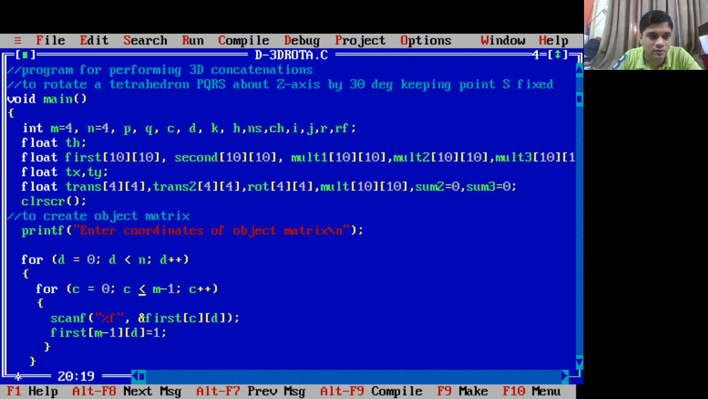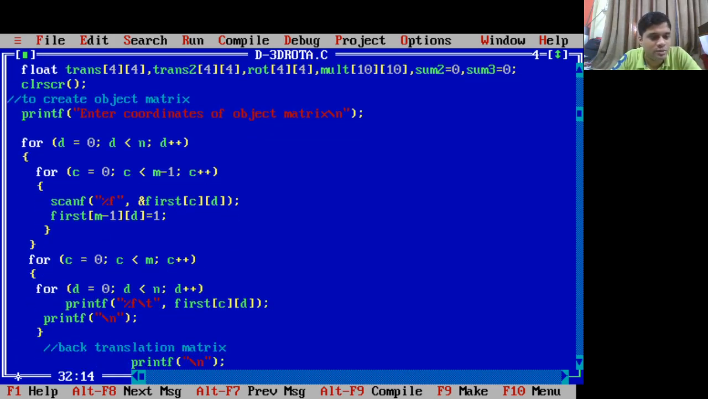And here I have only 3 values, because I am writing this for loop only for incrementing rows 3 times, and the last row in every iteration I am keeping as n minus 1 of d equal to 1, because it is homogeneous coordinates.